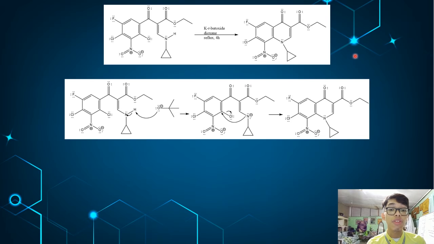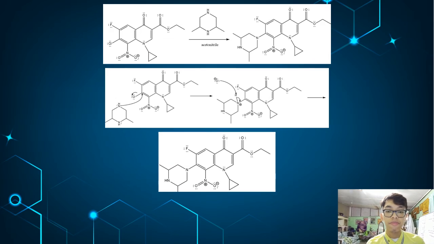Next is the reaction with tert-butoxide in dioxane in reflux for 4 hours, which gives us this compound. Now being the bulky molecule, the tert-butoxide would have no choice but to reach to this hydrogen which is attached to the nitrogen, giving us a formal negative charge on the nitrogen, and that negative charge would then attack one of the carbons which bears a chloride atom, kicking the chloride atom, giving us this product.